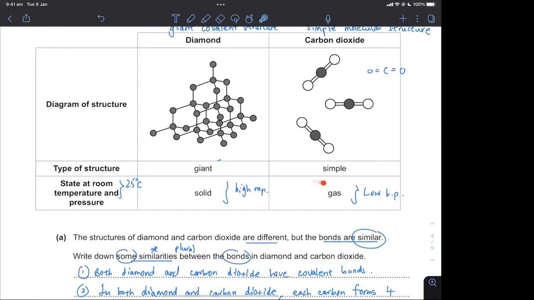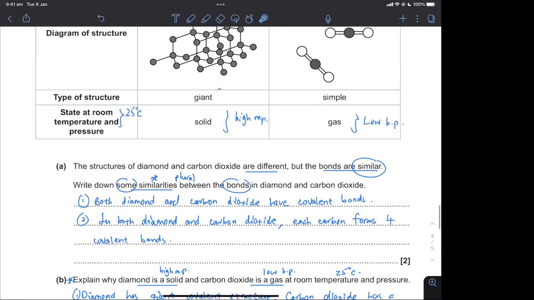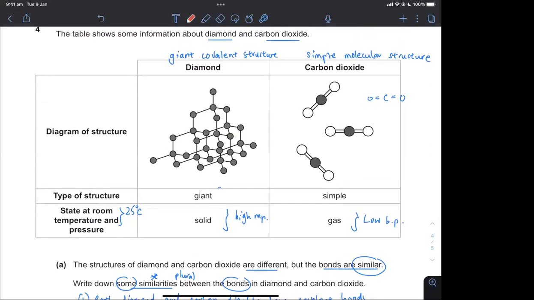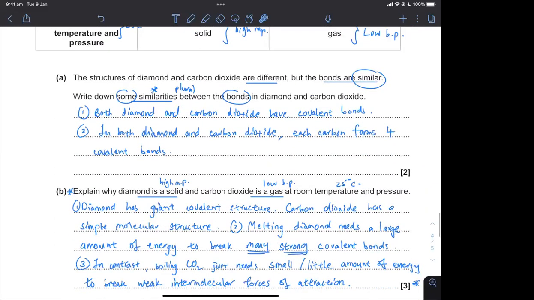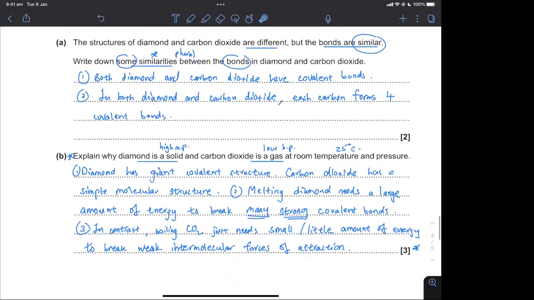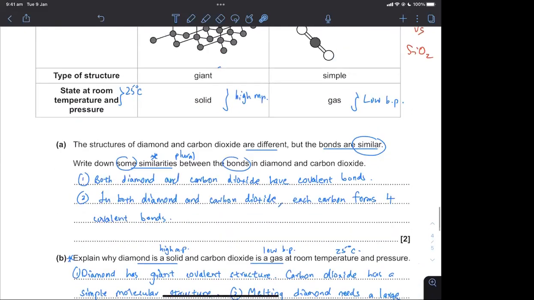These are very common questions, carbon dioxide versus diamond. The other one which is very common will be CO2 versus SiO2. So giant covalent structure and then simple covalent structure, a similar kind of idea for this question. Structure, and what do you need to break; structure, what do you need to break, and compare the energy required. The similarities between the bonds.